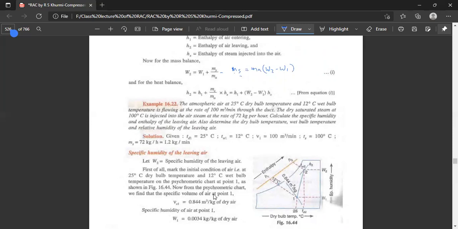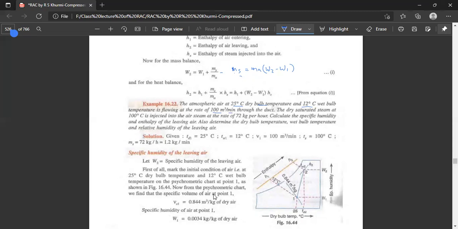Now, atmospheric air at 25 degrees centigrade dry bulb temperature and 12 degrees centigrade wet bulb temperature is flowing at the rate of 100 cubic meter per minute through the duct. This is the incoming air dry bulb temperature and wet bulb temperature.